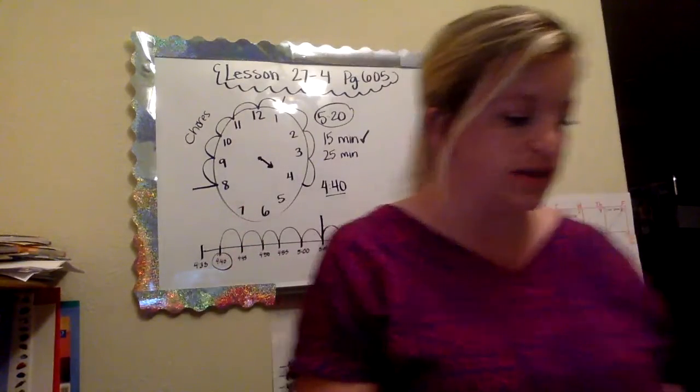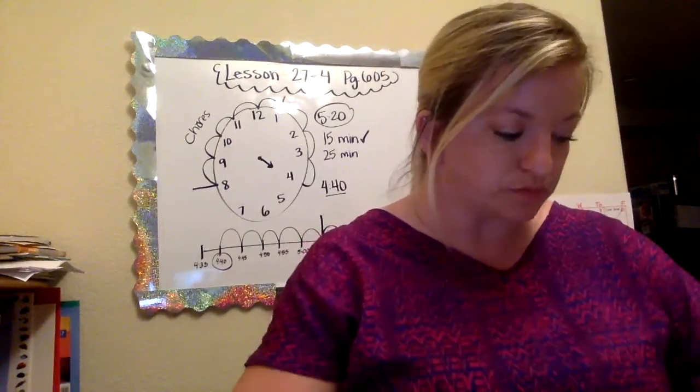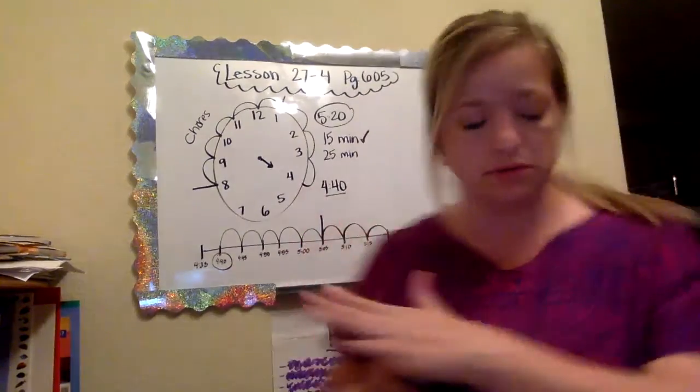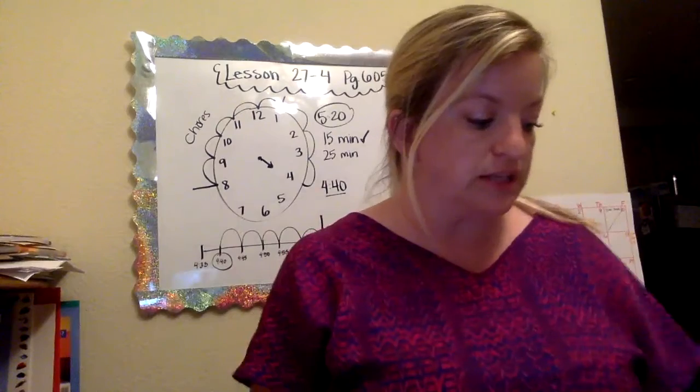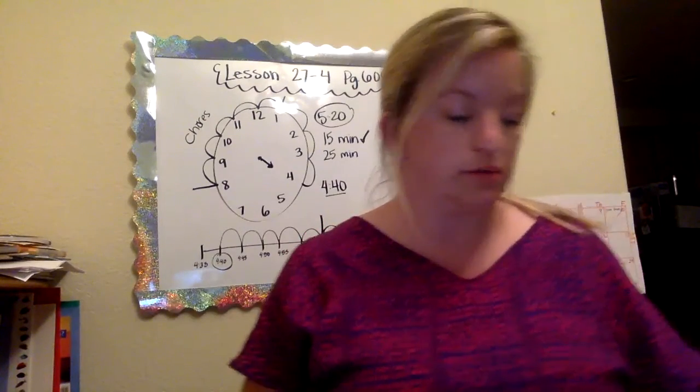Now on page 607, we're going to connect it. It says, number one, this is where you use this problem to solve these questions. Number one, explain where the times are counted backward from 5:20 on the clock and on the number line.